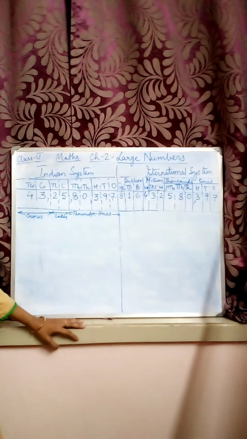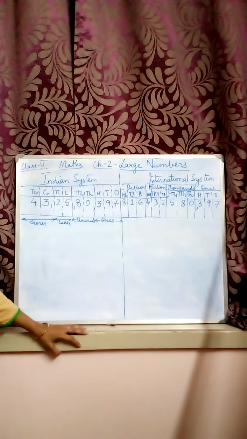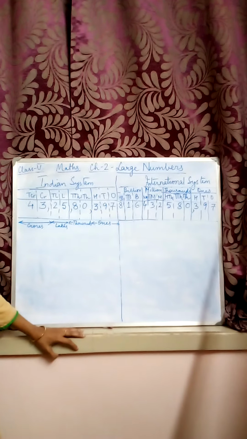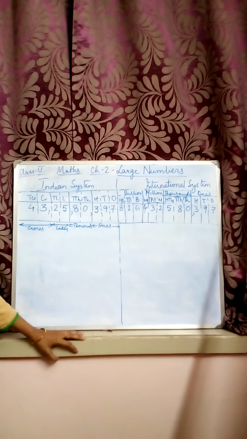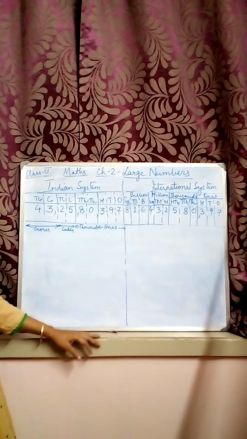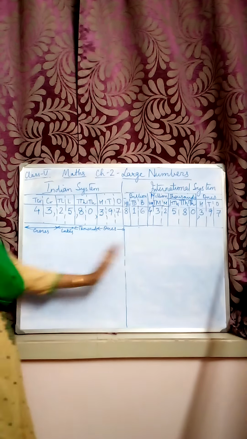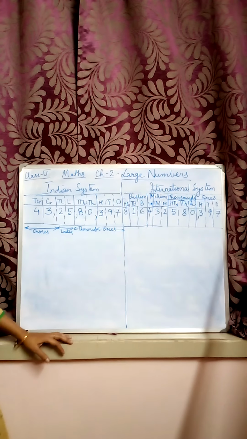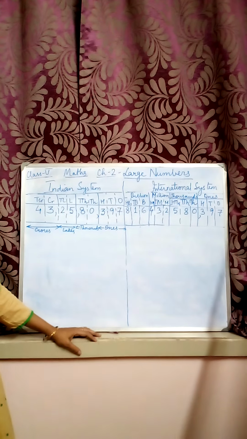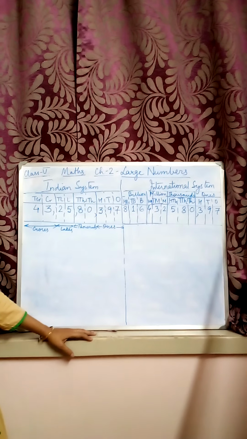Till now in large numbers we have studied the Indian and international system of numeration till lakhs, and in the international system till millions. Here we will study in the Indian system from crores, after lakhs we have crores, and in the international system after millions we have billions. So here on the board you find that there are two forms of writing large numbers. One form is the Indian system, which we follow in India. Another is the international system, which the whole world follows.